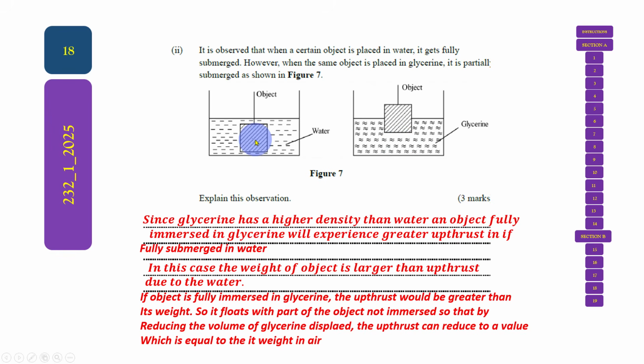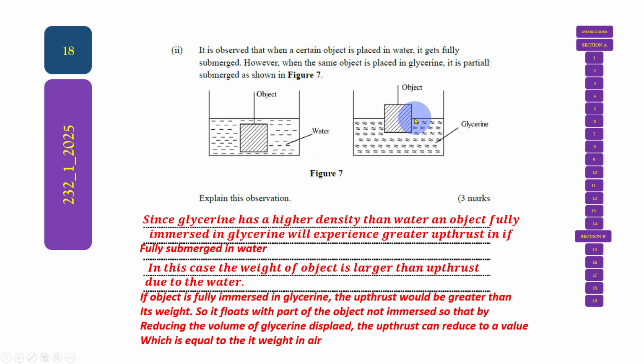Next, the upthrust here is less than the weight of the object in air. That's why that object sinks. Over here, the upthrust on this object would be greater than the weight of the object, and that is why it floats. It is pushed upwards because the upthrust will be greater than the weight of the object.